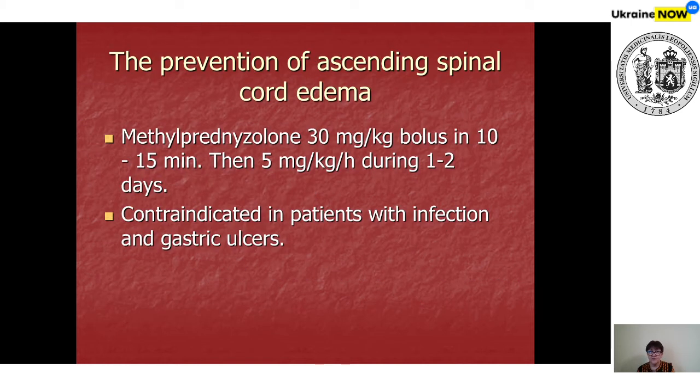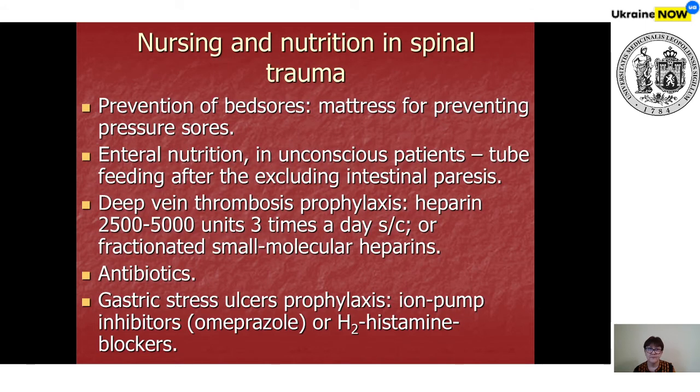For prevention of ascending spinal cord edema, methylprednisolone is recommended in a dosage of 30 mg per kg, starting at the pre-hospital stage. Corticosteroids are contraindicated in patients with infection and gastric ulcers.